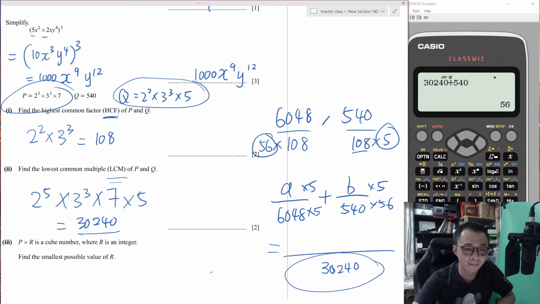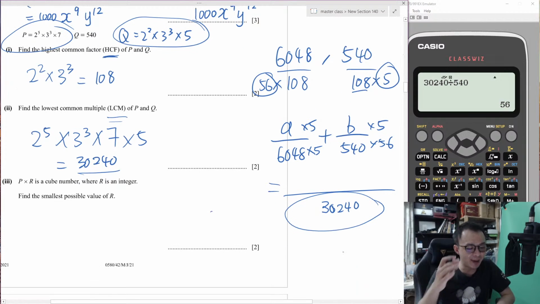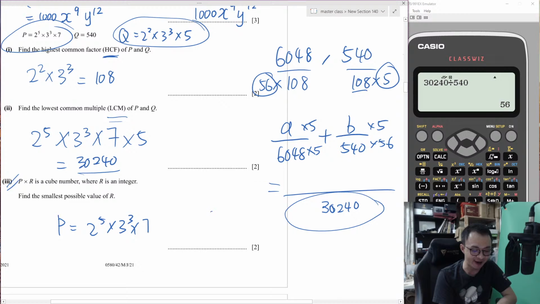Okay, so then P multiply R is a cube number where R is an integer. Find the smallest possible value of R. Alright, this one actually I just posted a similar video today. You can go and check out my YouTube channel. I have some similar videos there. Alright, so right now I have P here. So P is 2 power of 5 times 3 power of 3 multiply 7 power of 1.